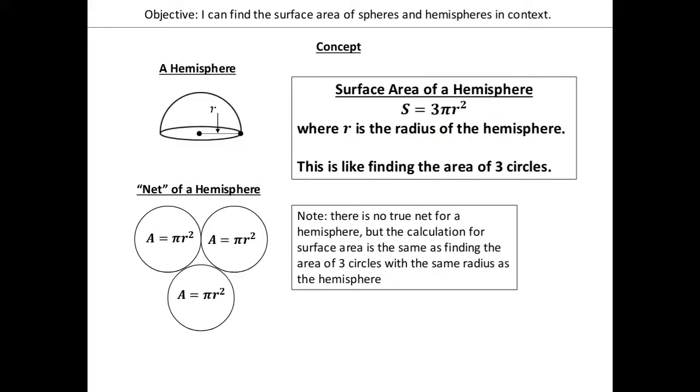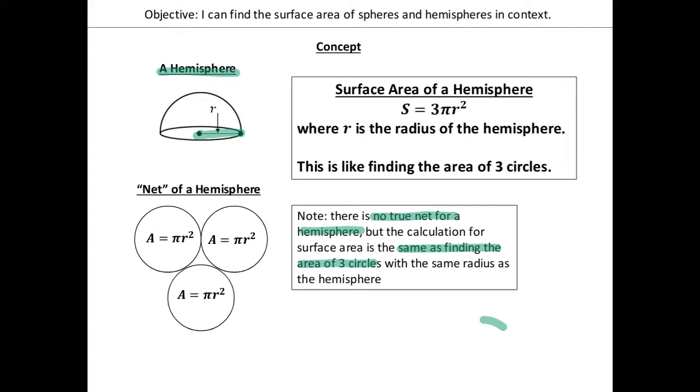And then a hemisphere is basically, again, like an orange. If I cut it in half, that would be considered a hemisphere. And then the radius is going to be from the center of the circle to the edge of the hemisphere. And again, there's no true net for a hemisphere, but the calculation is equivalent to finding the area of 3 circles. So 3 circles instead of 4.